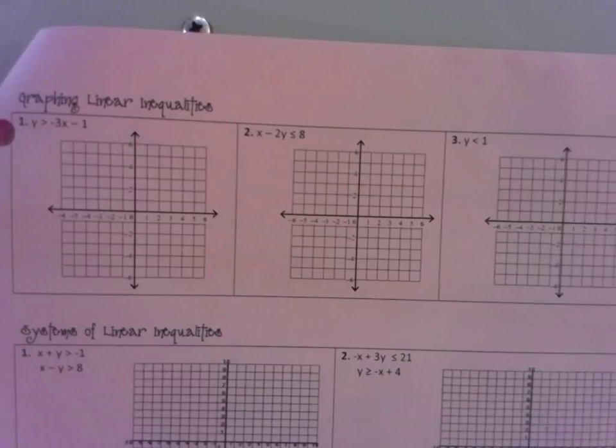You graph it the exact same way. Slope, y-intercept, and so on. You have to check if it's dashed or full. You have to check which way to shade. Those are not hard things to do. So let me just kind of refresh.